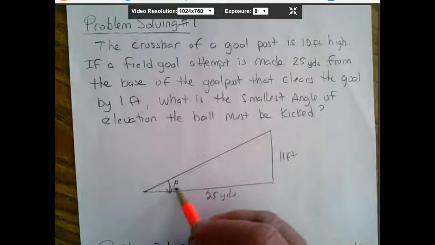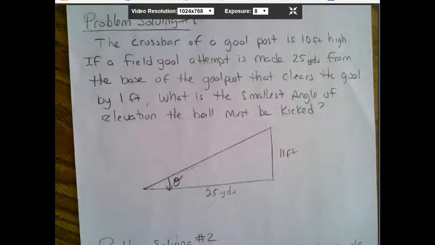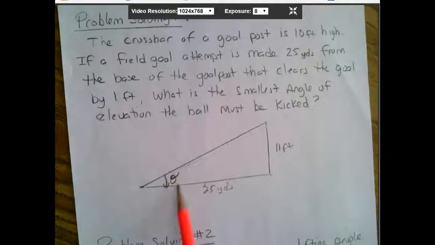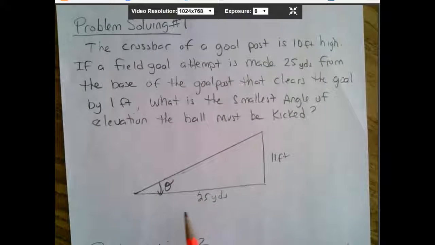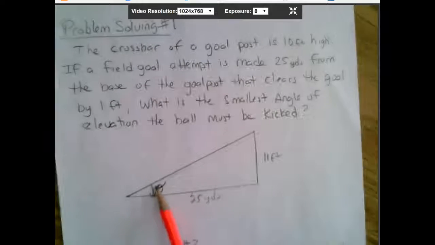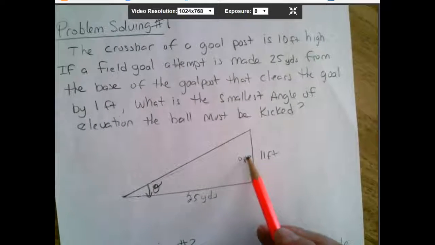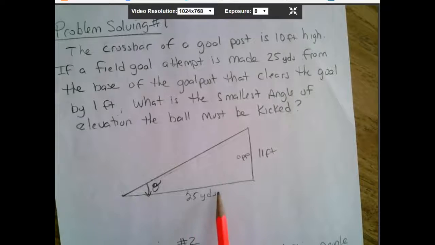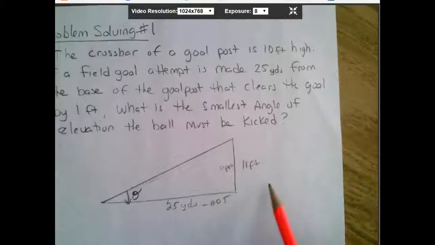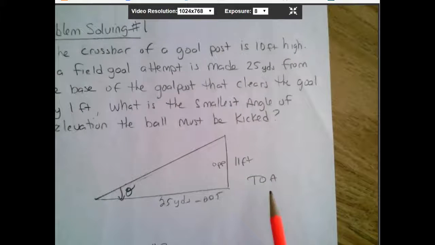So what angle? We'll call it theta. That's going to be an angle of elevation, right? Line of sight. This is the angle below it. Okay. So then we look at what we got. If we had an angle here, this is the opposite. And this is the side connected to the angle. So this is adjacent. And if you remember, we got TOA. So tan theta equals opposite over adjacent.